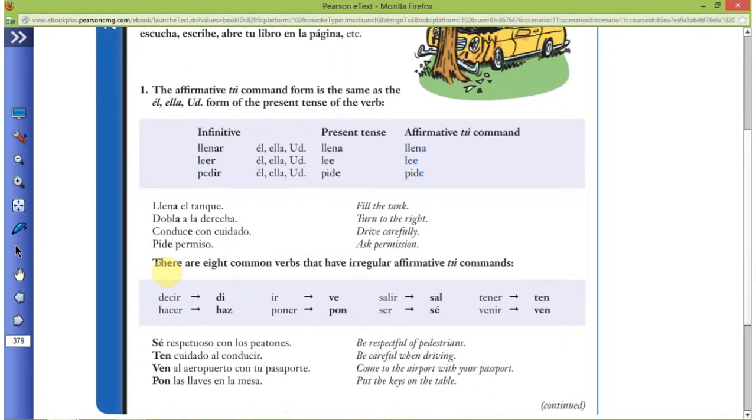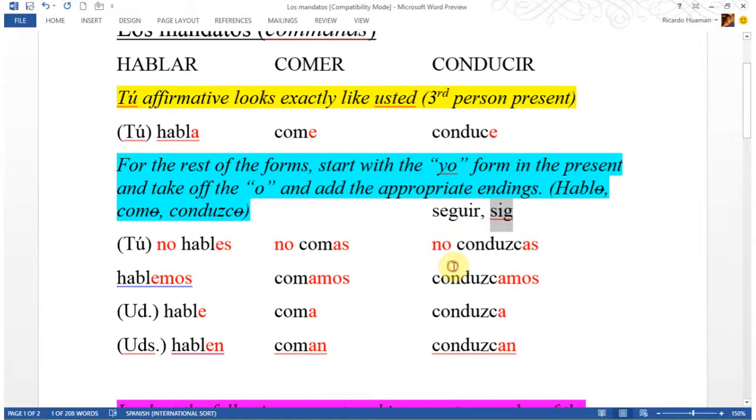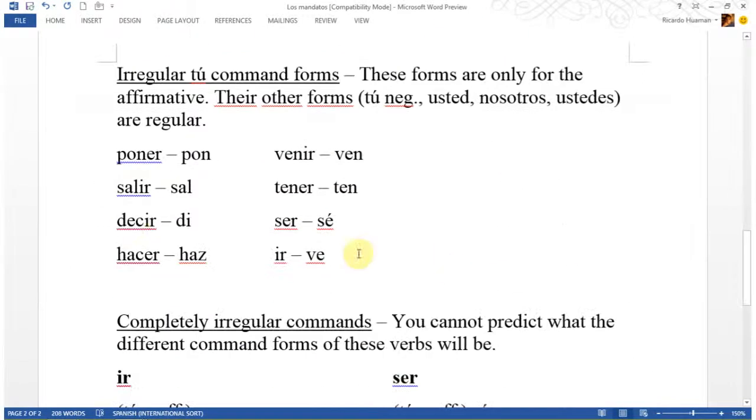So here are some common verbs that have irregular affirmative tú commands. I've also put them on my file. Okay, and here they are. I organized them a little bit differently, and maybe this will help you memorize them better. Poner, salir.